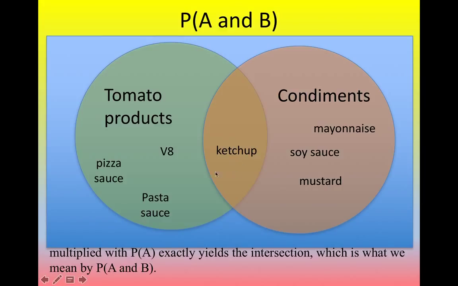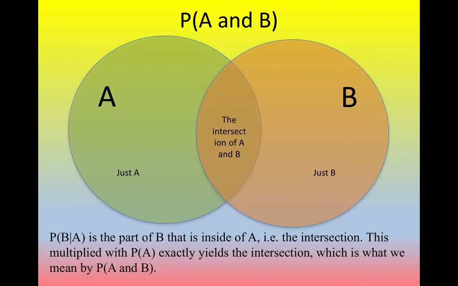Well, notice that ketchup is the only one of these 4 tomato products that's also a condiment. So it's this one condiment out of the total population of tomato products, 4, that is the probability that the tomato product I have is also a condiment. So that's 1 out of 4, 25%. And notice again, ketchup is in the intersection of this Venn diagram.